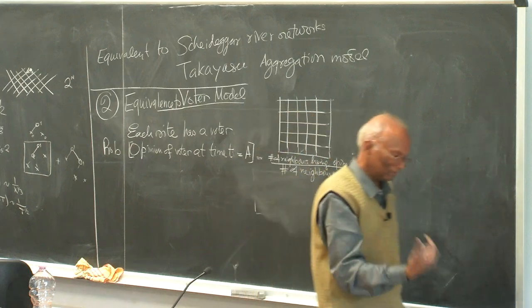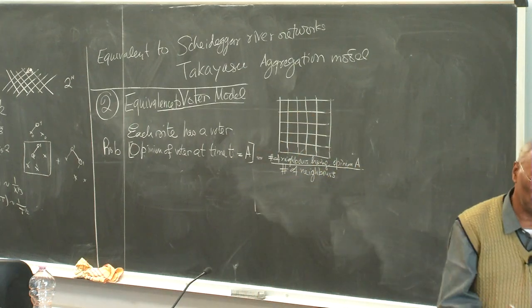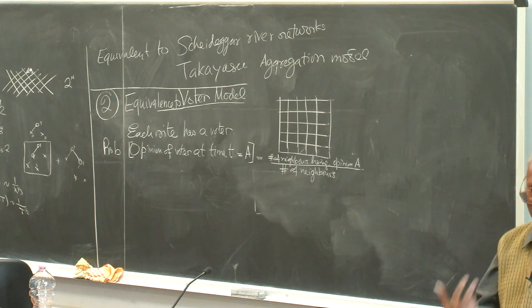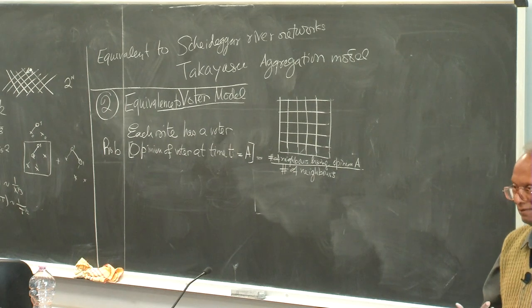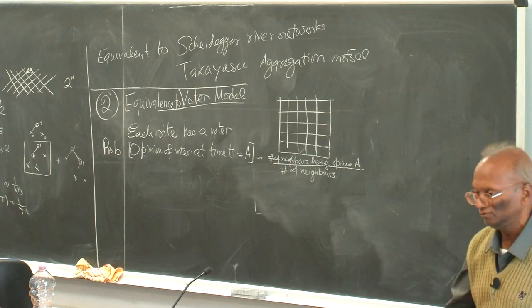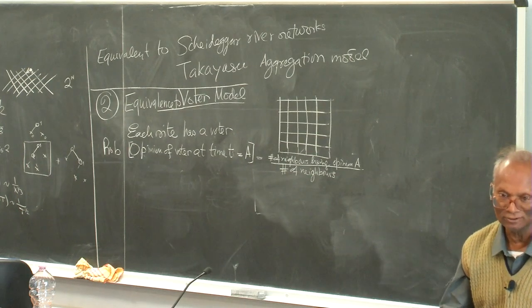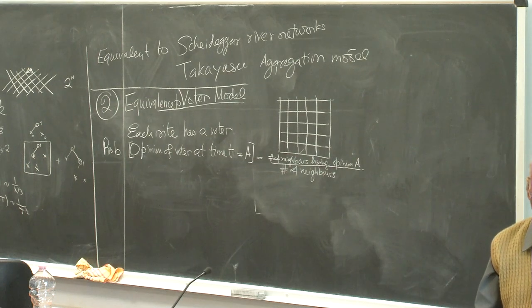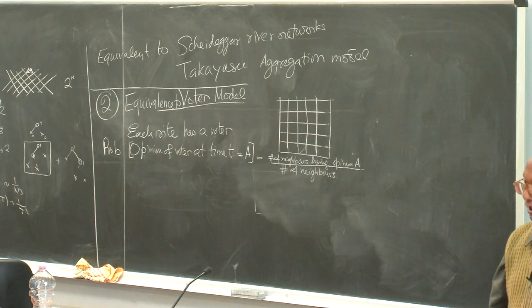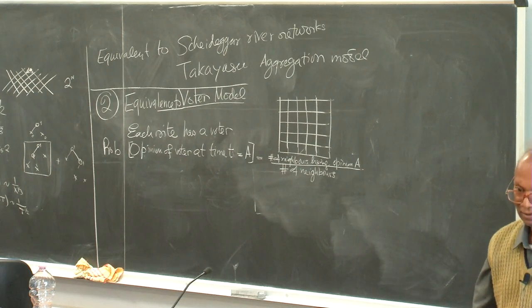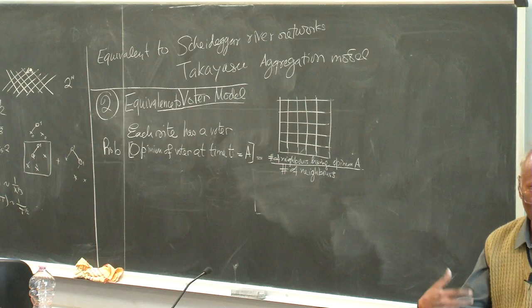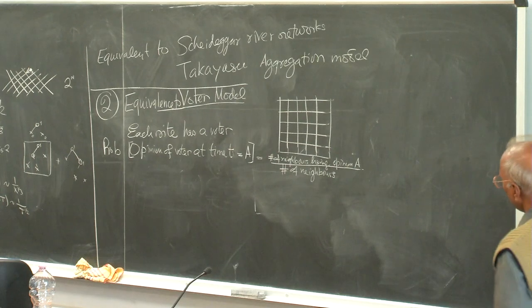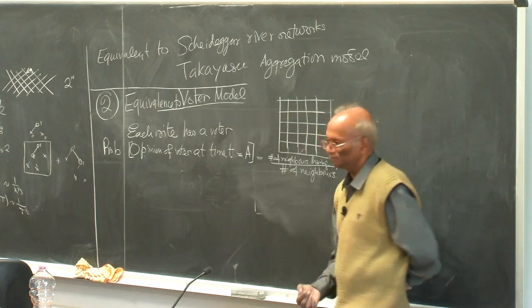So if all the neighbors are voting for party A, then he will also vote for party A with probability 1. If three of them are voting for A, one of them is voting for B, then he will vote for A with probability 0.75. If half of them are voting for A, half for B, he votes with probability half for A and B. And then he has a vote. And now, at the next time step, his neighbors may change their opinion based on his opinion. So the system evolves in time. You start with some opinion assigned to various people.